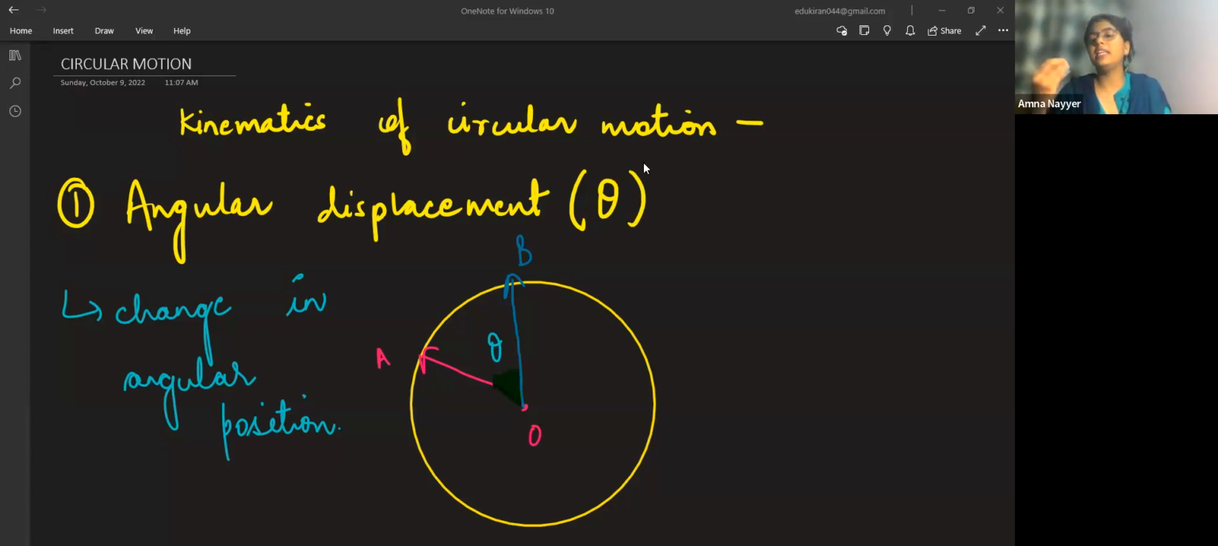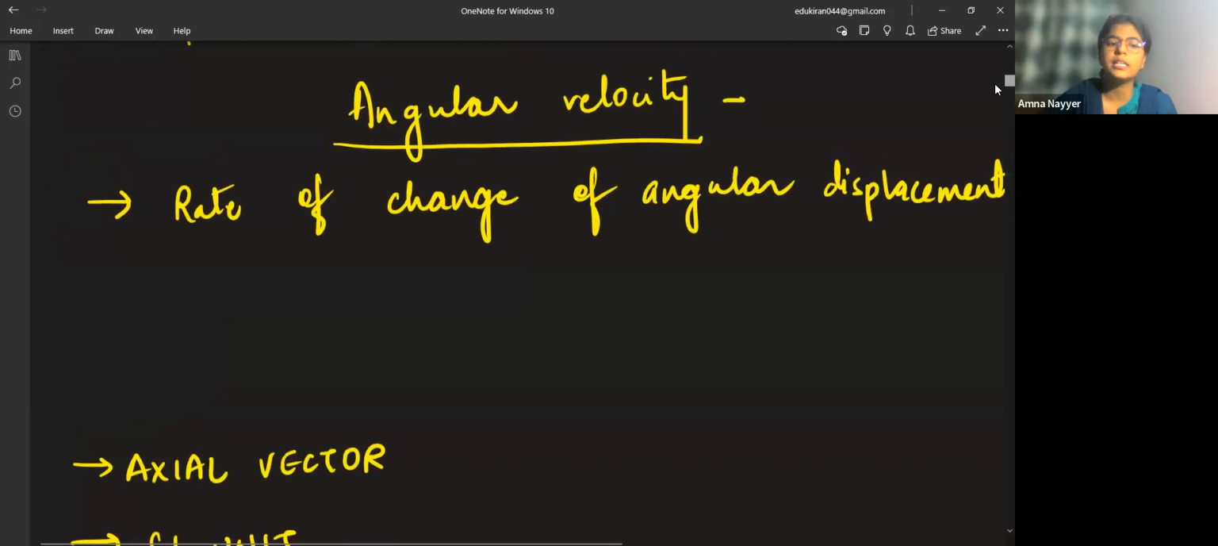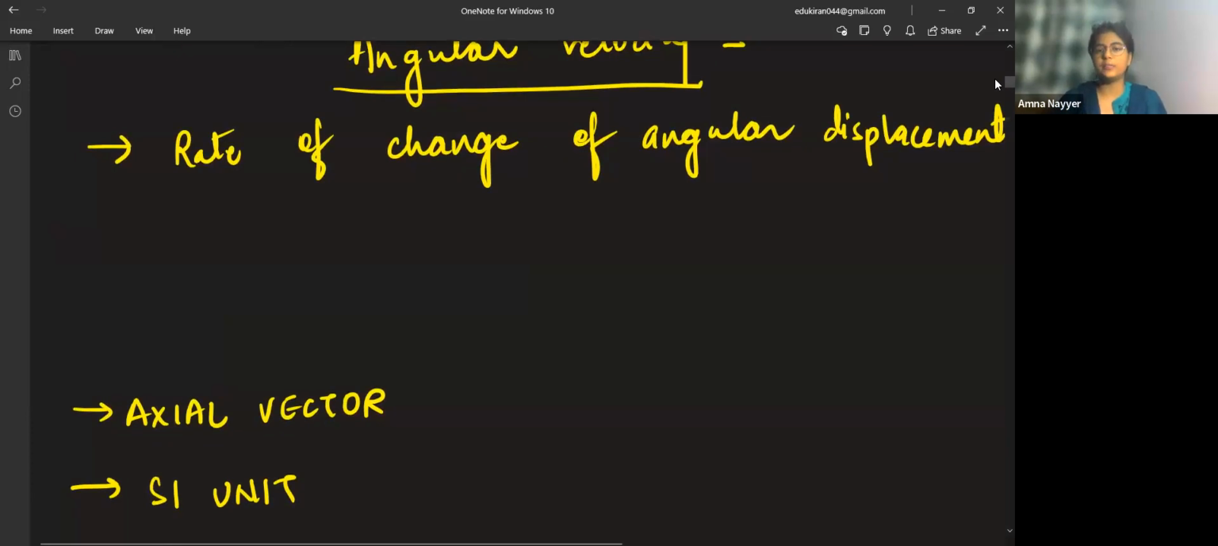Now see, the way we have linear displacement, and based upon linear displacement we have velocity. What is linear velocity? Linear velocity is the rate of change of linear displacement, right? Rate of change of displacement is what we call velocity. So what is angular velocity now? It's angular displacement's rate of change. When angular displacement is changing with respect to time, that is what we call angular velocity. So it's basically the rate of change of angular displacement.